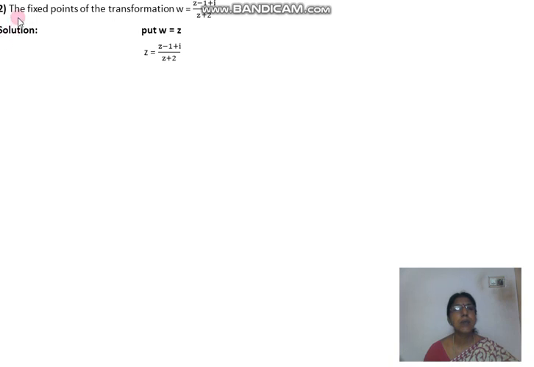See the second problem. Find the fixed points of the transformation, this one. Put W is equal to Z. What we get? Z is equal to (Z minus 1 plus i) by (Z plus 2). Okay, on cross multiplication you get this one. Now bring these terms this side, Z square plus 2Z, this one minus Z when it comes to this side. So 2Z minus Z means Z, minus i this side, plus i plus 1 this side minus 1.